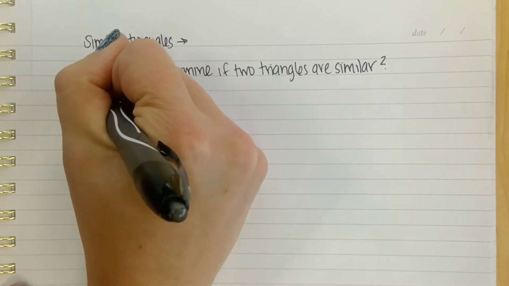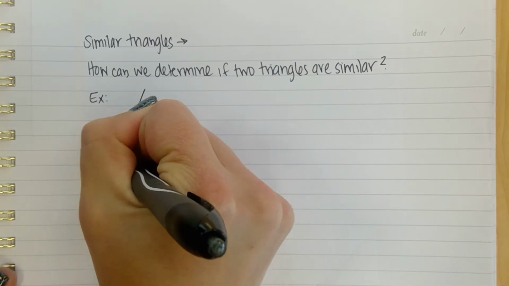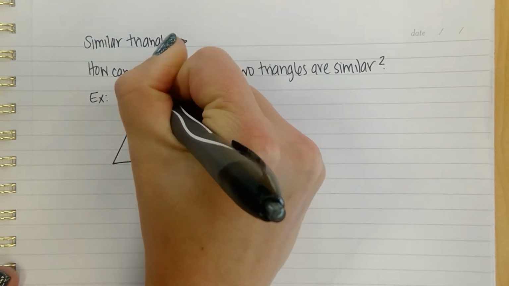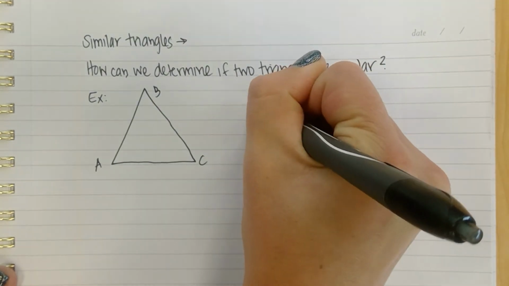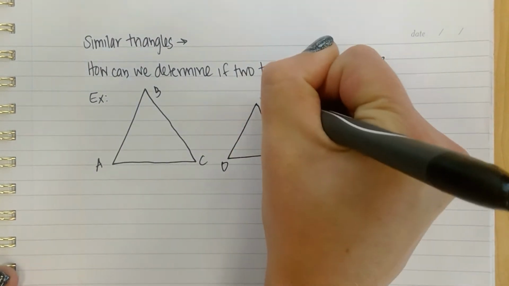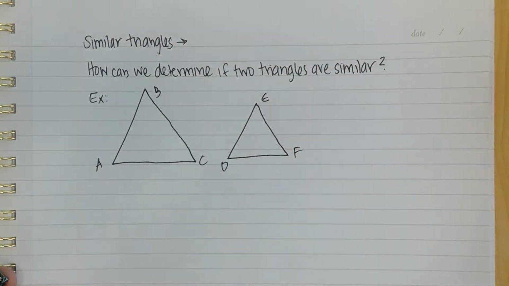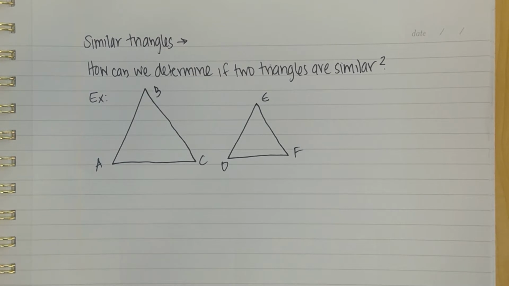So you're going to start off with two triangles. Here I'm going to start with my big triangle ABC and a similar triangle DEF. As of right now, I don't know that they're similar. I could see that they're the same shape. They're different sizes, but I don't know that they have the same scale factor.